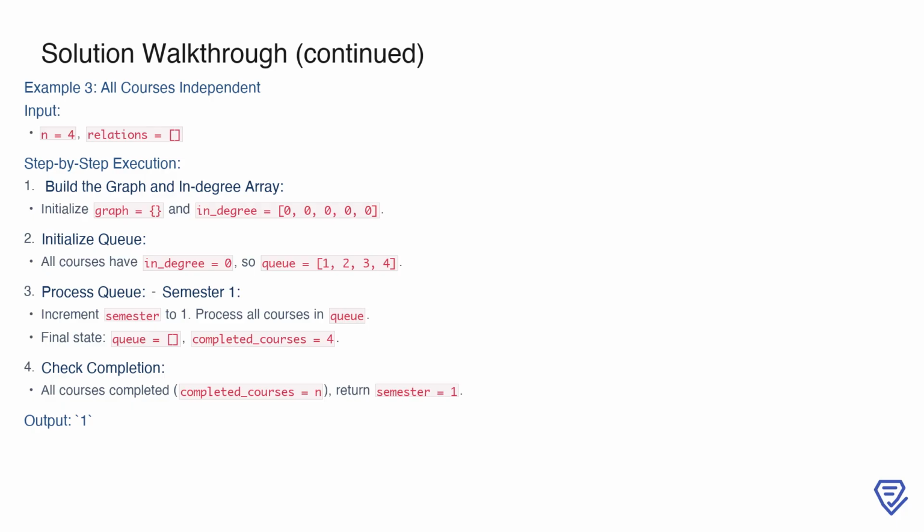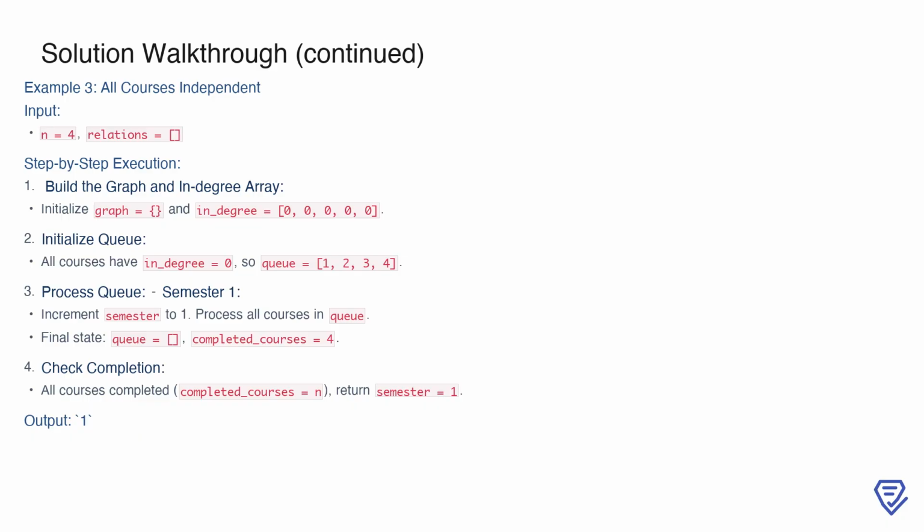In this example, we look at a scenario where all courses are independent, meaning there are no dependencies between any of them. The input specifies 4 courses and no relations. When we construct the graph and in-degree array, the graph remains empty, and the in-degree array shows that all courses have an in-degree of 0.